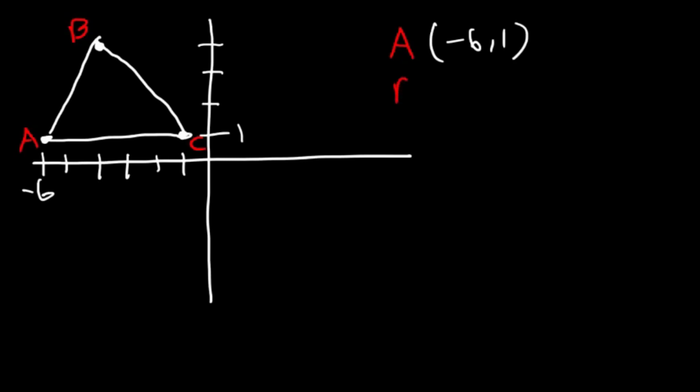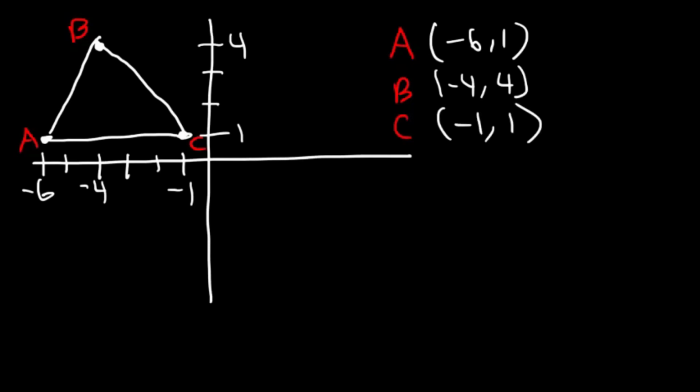Point B is located at -4, 4. And point C, that's located at -1, 1. Now, in order to reflect it about the x-axis, we need to multiply the y-coordinates by -1. So therefore, the new points for A, B, and C are going to be, so all of the x values will stay the same. Just change the y values.